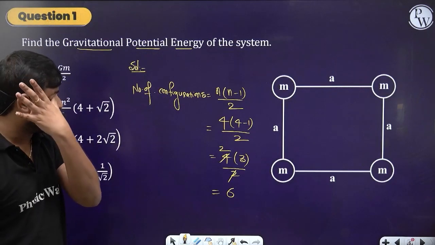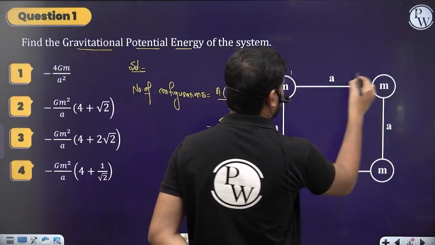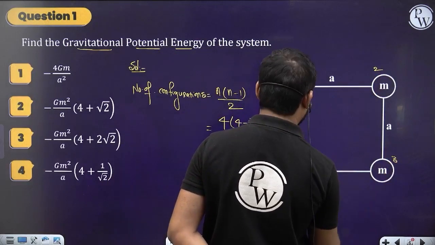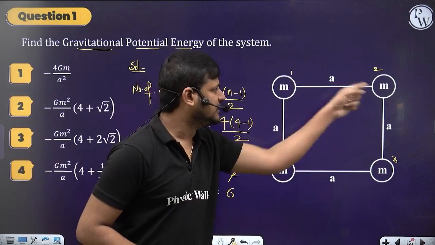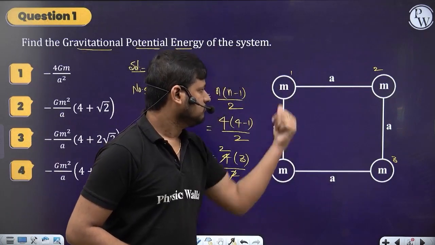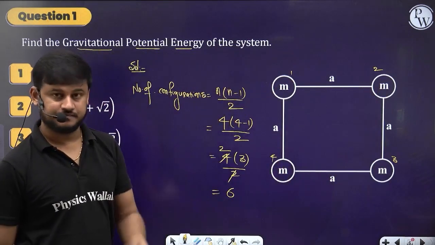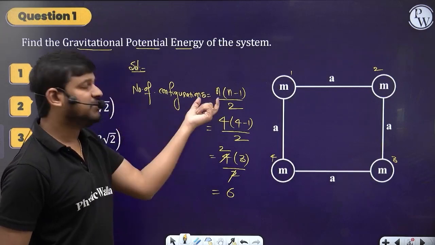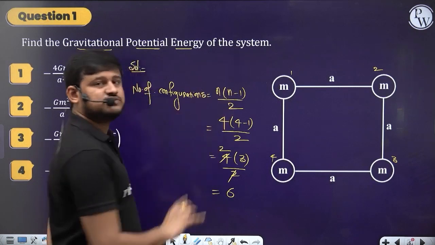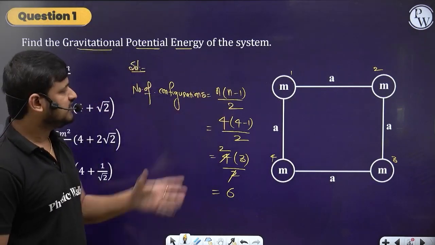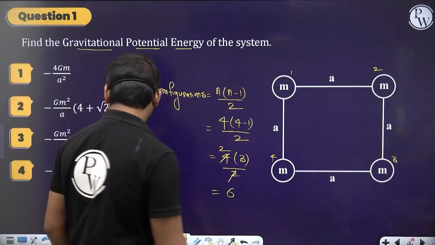What are those 6 configurations, sir? See here. If you consider them as 1, 2, 3, 4, then the potential energy between 1, 2, then 2, 3, then 3, 4, then 1, 4, then 1, 3, and then 2, 4. That's it. Understood? So simply remember this formula. If there are 5 masses, you can simply substitute 5 into 5 minus 1 by 2. If there are 6 masses, 6 into 6 minus 1 by 2. That's it. So let's do this question now.